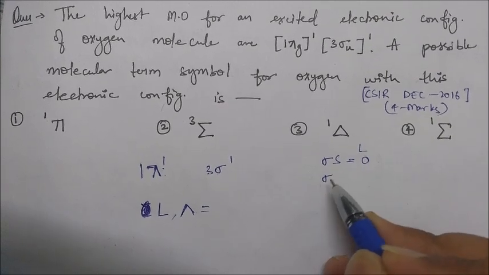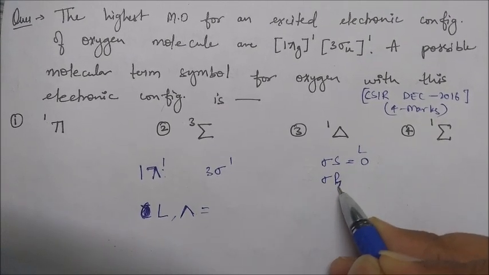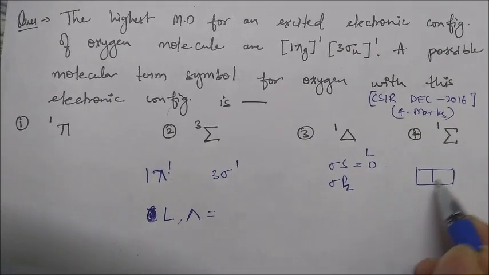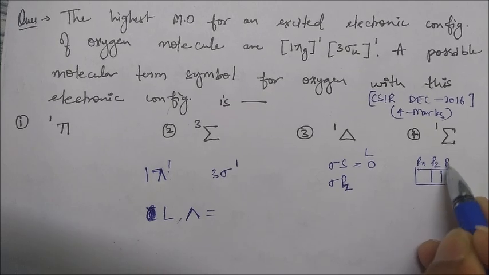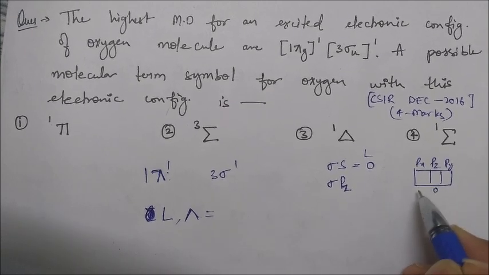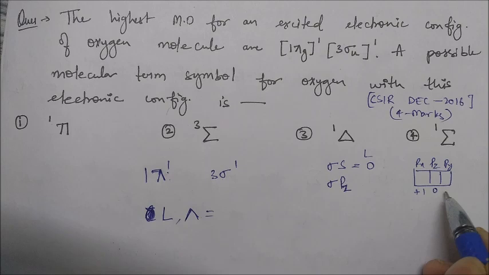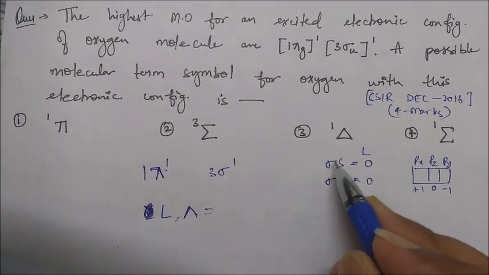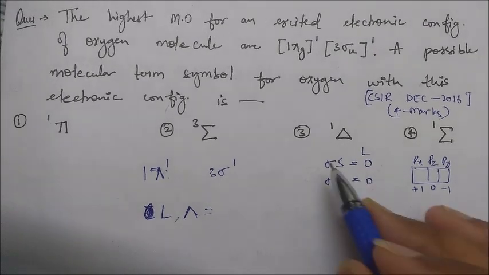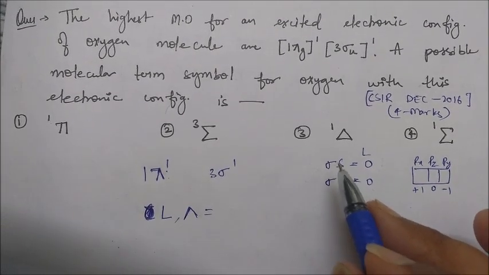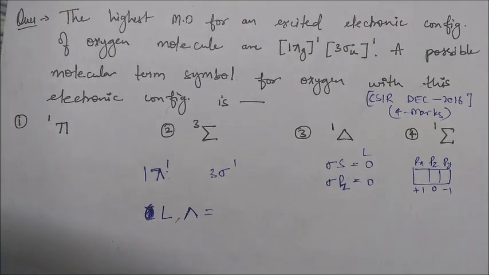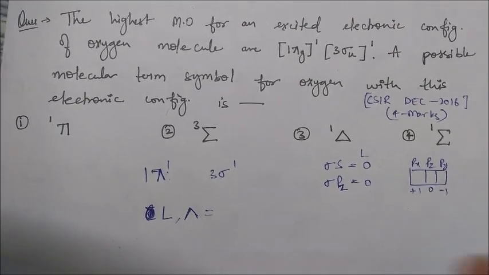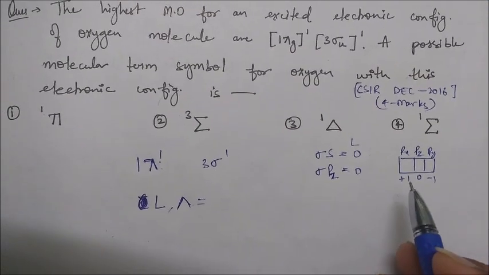One more thing we have is sigma pz. I have told in the previous example that the p orbital has three: px, pz and py. For pz we have value 0, px has value of +1 and py has value of -1. So for pz we have value 0. All the sigma orbitals, which are the only two sigma orbitals in the electronic configuration, have L value 0 only, and for pi orbitals, pi px and pi py, we have L value 1.